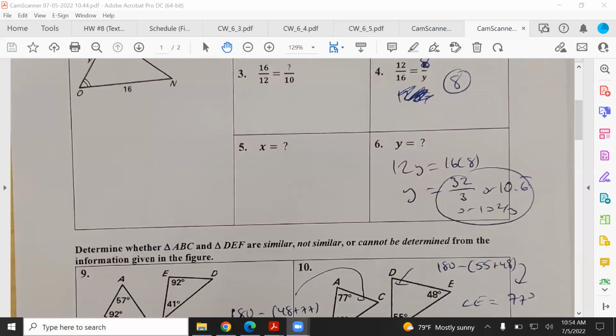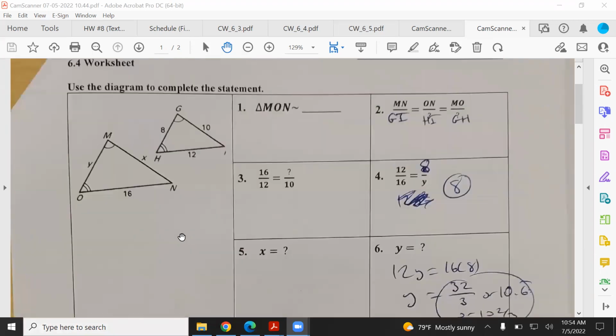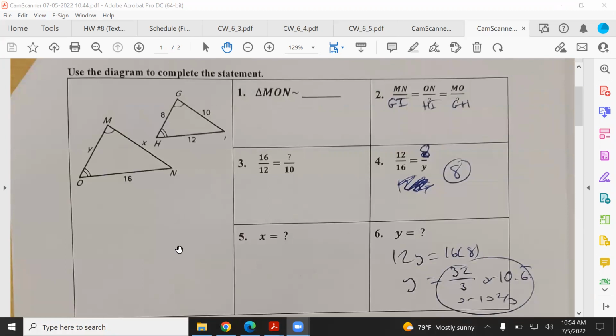So, question about 2, 4, 6. Again, those are relationships right there. MN over GI equals ON over HI equals M over GH. Where you see the question mark, number 4, you put an 8 there because they correspond. And number 6, Y is 10 2/3 or 32 thirds or 10.6 repeating. So hopefully we're okay with that.